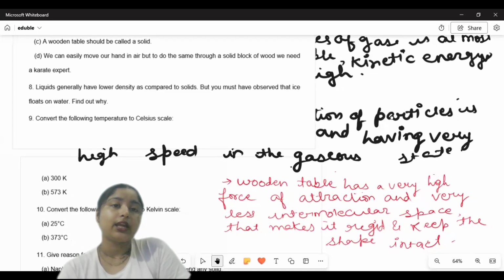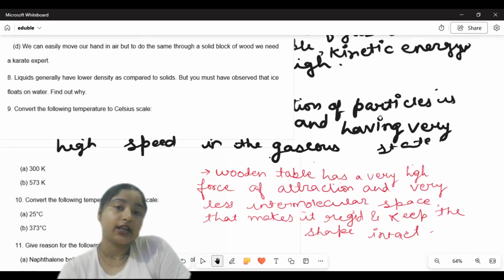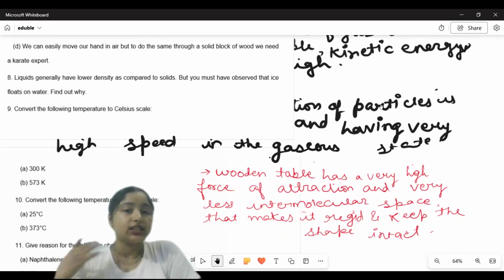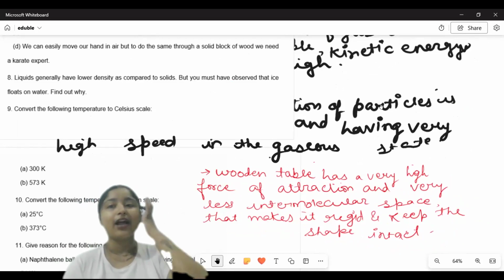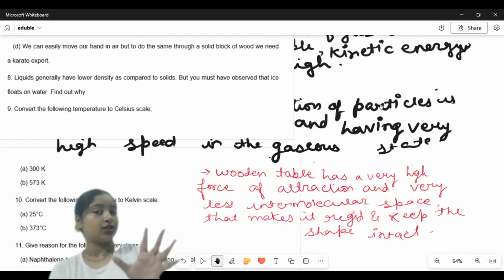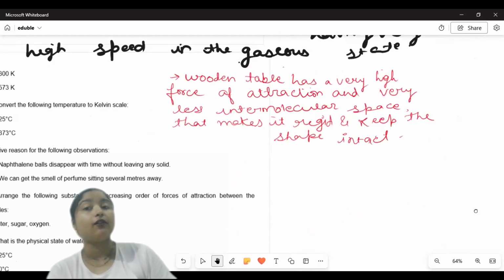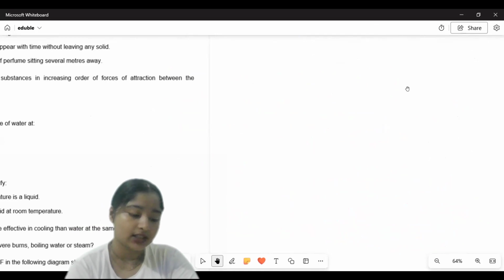We can easily move our hand in the air, but to do the same through a solid block of wood, we need a karate expert. Exactly. See, again, all the reasoning is based only on the characteristics of matter. Let's see why this happens.